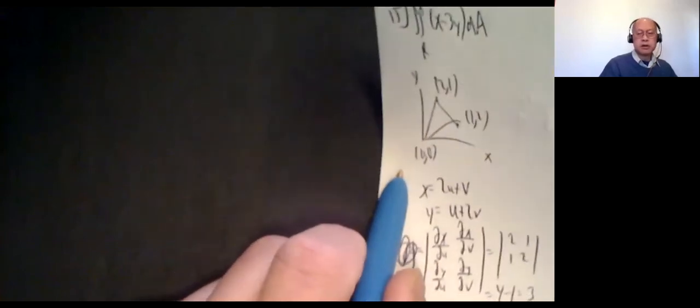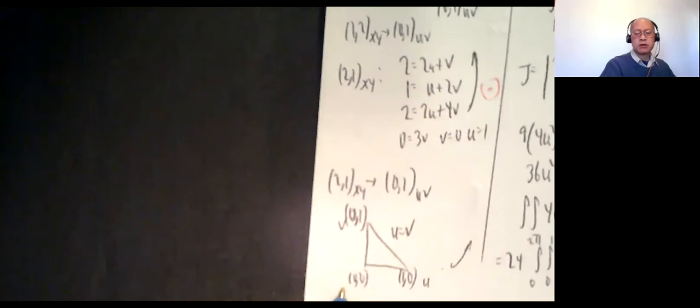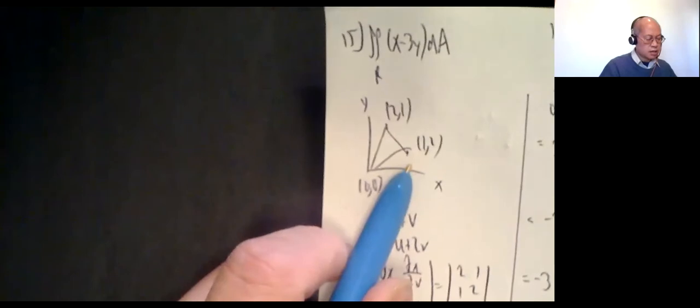In summary, look at what happened. (0, 0) in XY is (0, 0) in UV. (1, 2), not so convenient, became (0, 1). And (2, 1), see, (2, 1) became (0, 1). (1, 2) became, see, I got this wrong. I should have (1, 0) somewhere here. (1, 2) became (0, 1). (2, 1) became (1, 0), right? (1, 0).